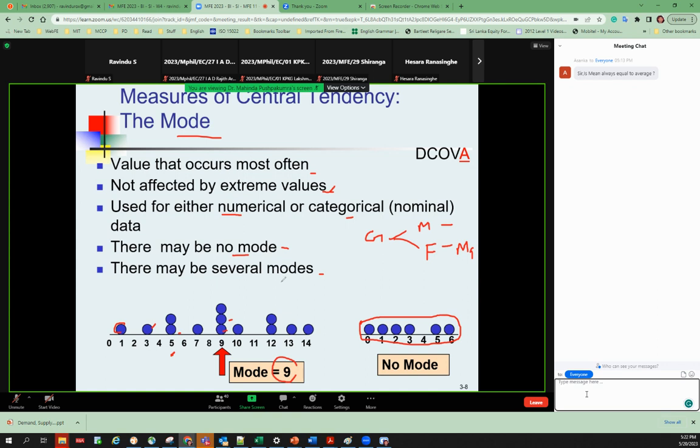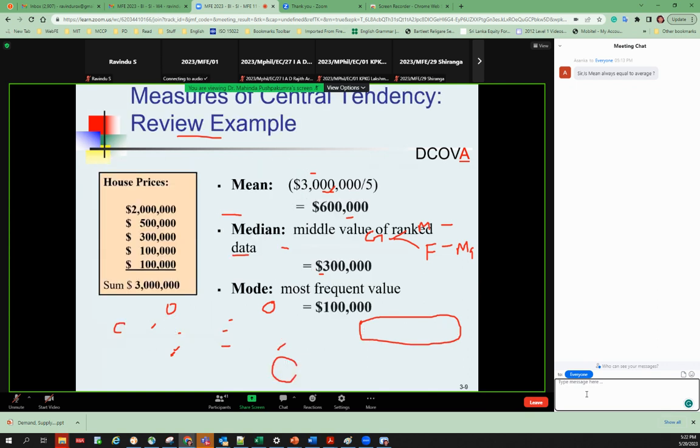There may be several modes. Let's say if I put another two observations here, then we have three modes. One is 5, one is 9, one is 12. These are what we call central tendency measures: mean, median, and mode.